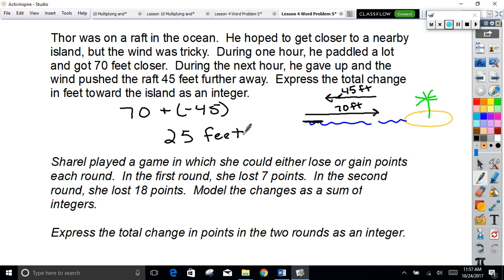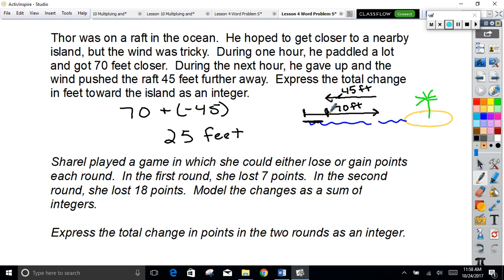Okay, we have one more problem. Yes, question. The rest of you are not talking as he asks the question. So when it's going backwards, he's only 25 feet away? No, it's asking you for the change. So it's not telling how far from the island he is. What we're finding is this piece right here. How much did his position change? So he still is closer than he was before. His position changed by 25 feet. That was an excellent question.